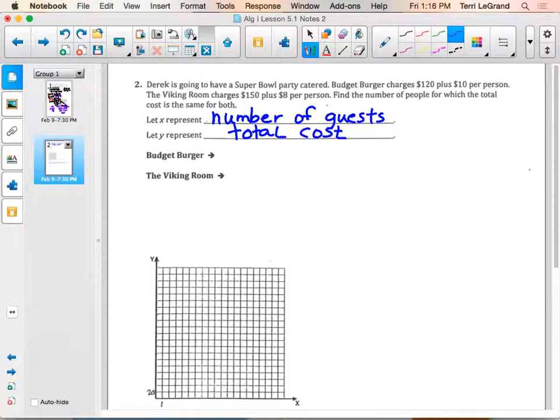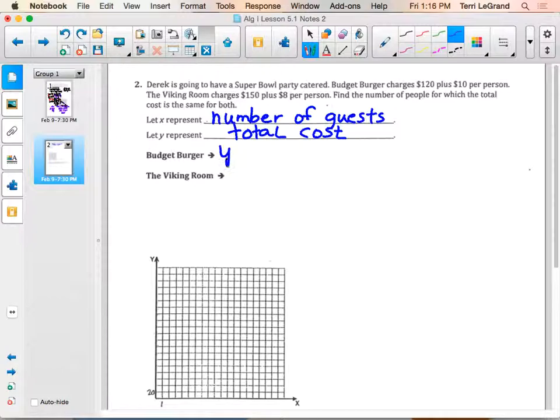Okay, so go ahead now and try and write an equation for Budget Burger and for the Viking Room, because the question is, find the number of people for which the total cost is the same for both. So that's what we're solving for. So we have these two unknowns. We should be able to set up two equations. Okay, who thinks they know one of them? Which one do you want to give me? Budget Burger. What's Budget Burger's equation?